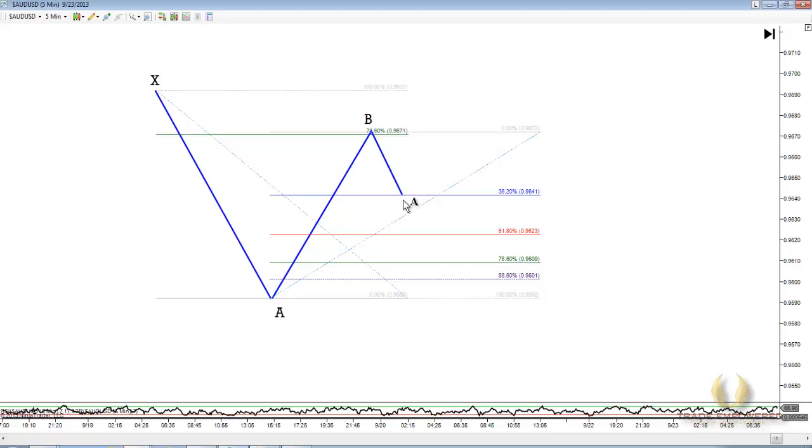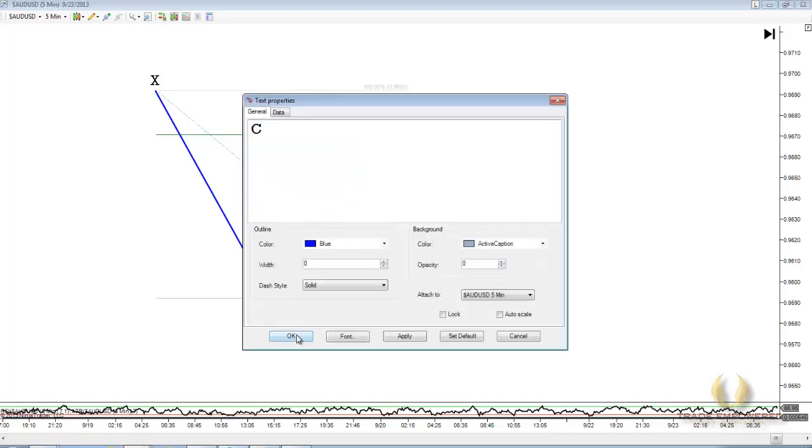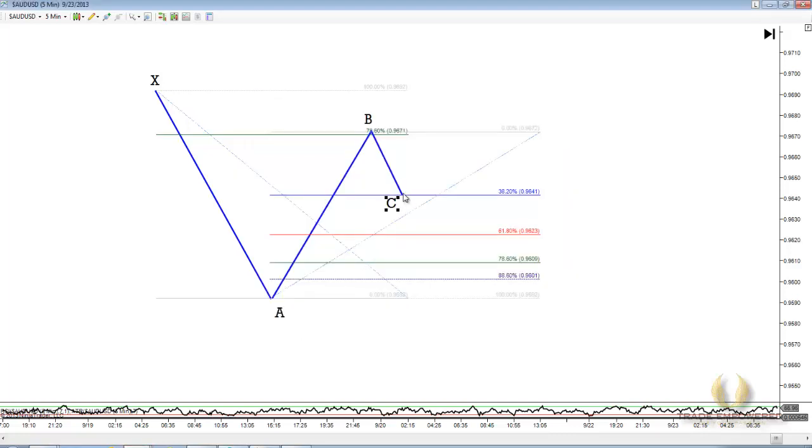Now with the butterfly pattern, it doesn't matter how far this leg retraces, just like our other patterns. It can come all the way down to X as long as the wick doesn't push beyond it, but we need a minimum of a 382 retracement here for our butterfly pattern to give us a valid C leg. Next is decompletion. Like the Gartley pattern, the decompletion should be an equal measured move from the A to B leg, meaning we should have an ABCD pattern completion.